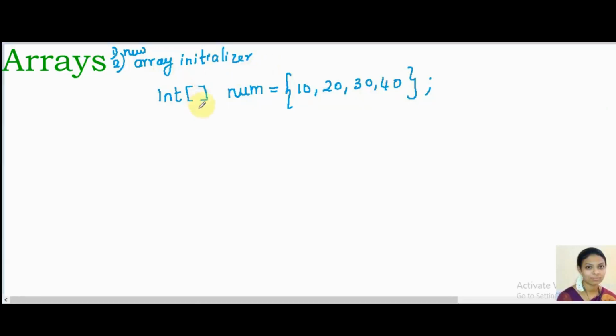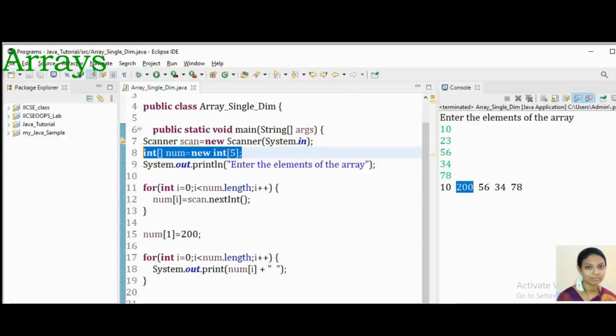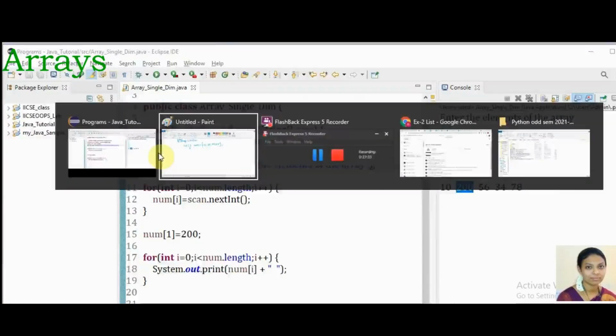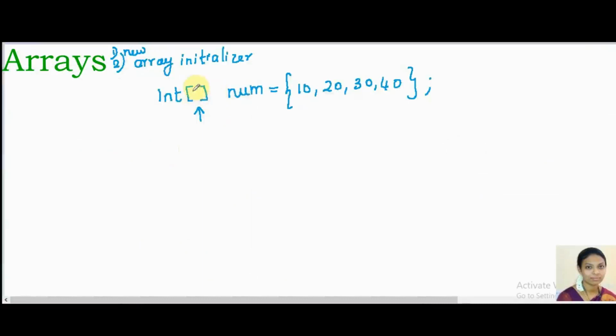You have to note here, I should not specify any number in the square bracket. In the previous method also, if you want to mention the size of an array, you have to mention it only on the right side, not here. If you give 5 here, it will show you an error. So that's the syntax. Here we don't mention any size. Automatically, the Java compiler will come to know the size of the array by looking at how many elements we have kept in the array initializer.